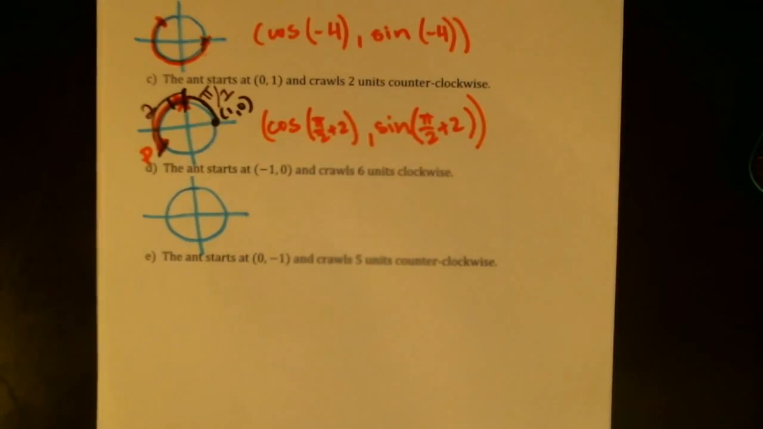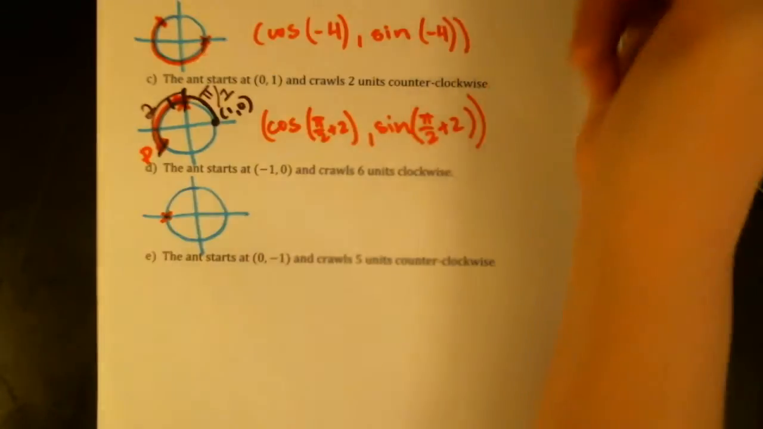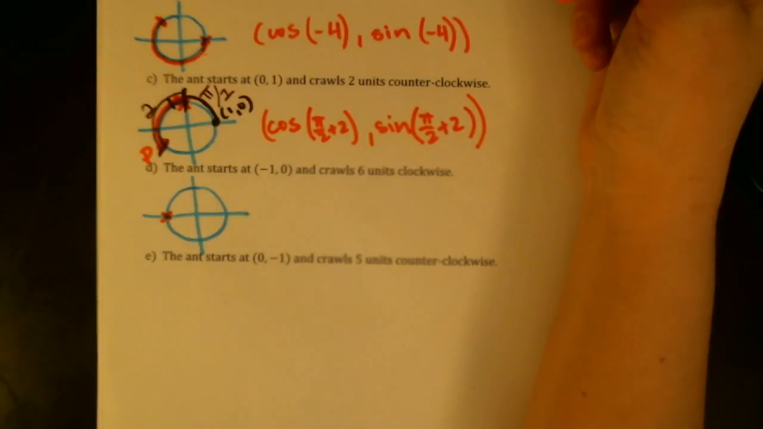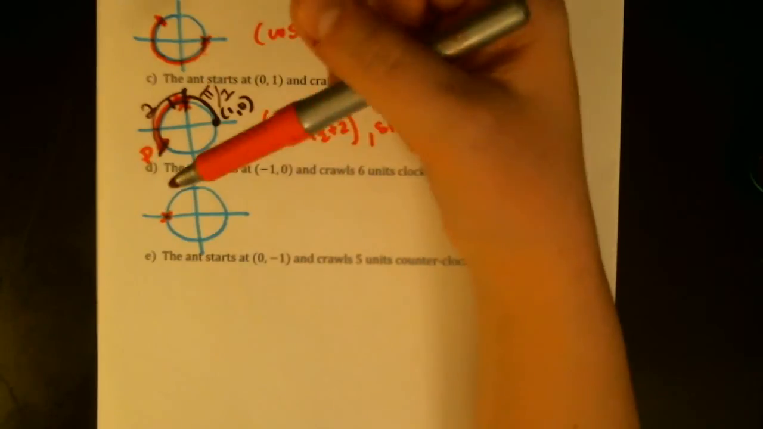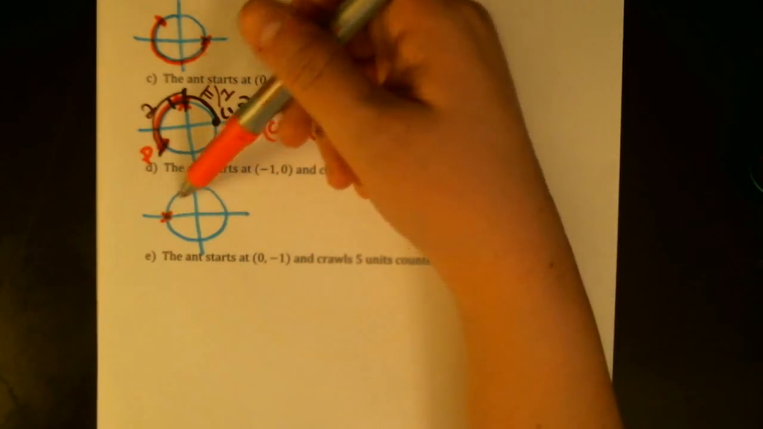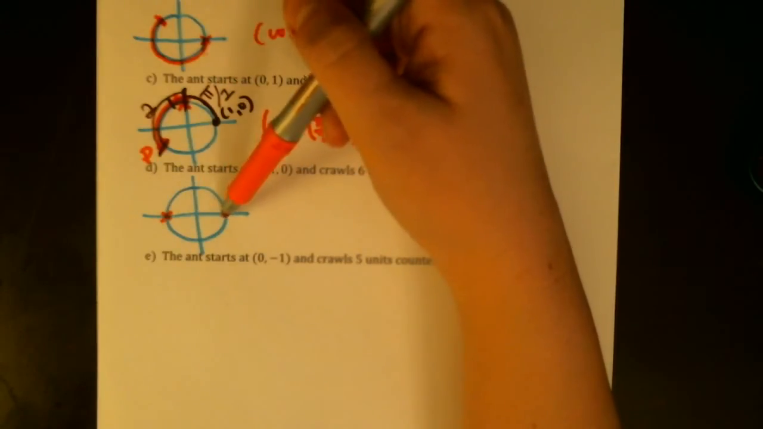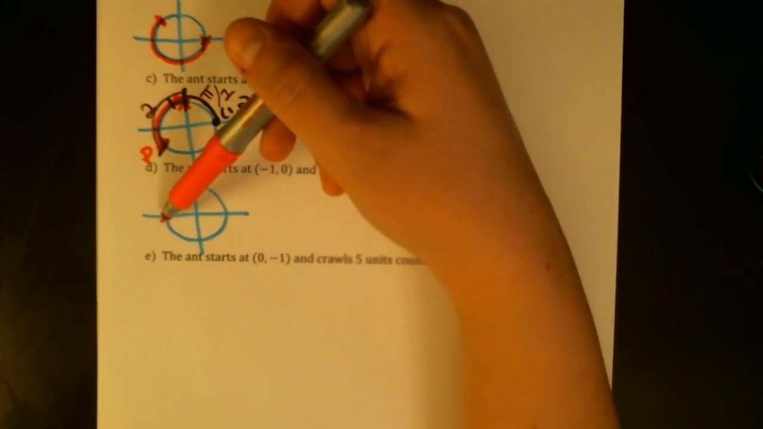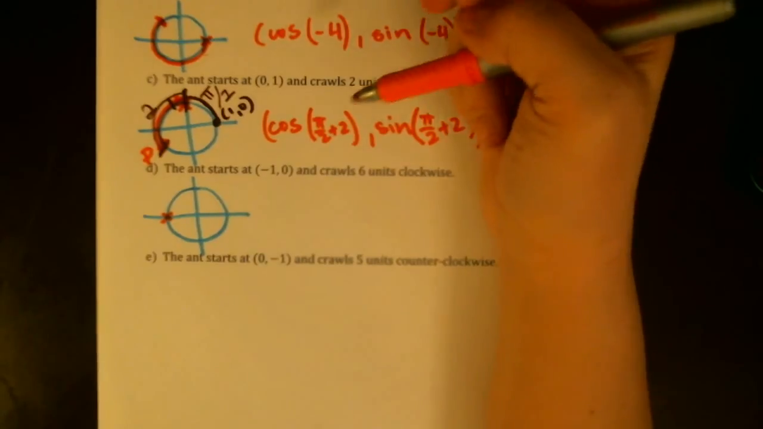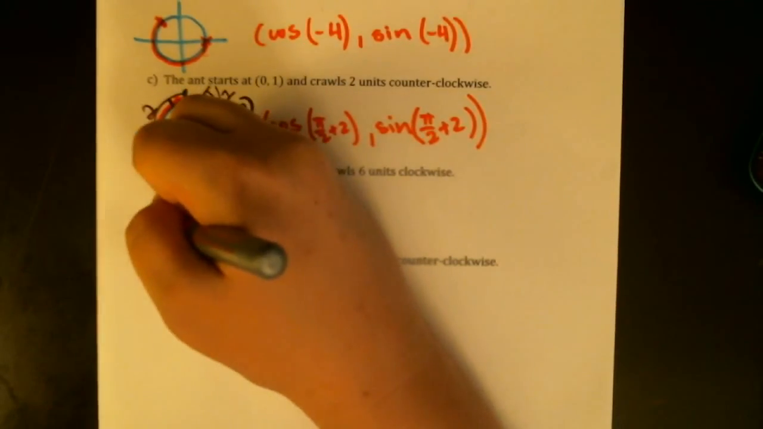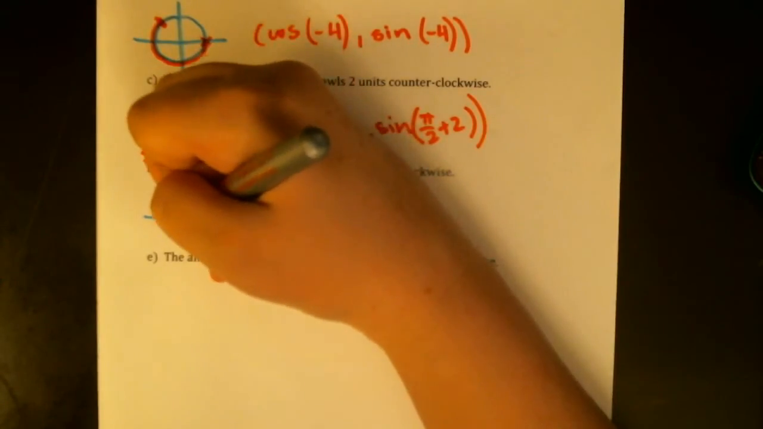So now we want the ant to start at negative 1, 0. So over here. And go 6 units clockwise. Okay, so clockwise is going to be backwards. So if we start here and we want to go 6 units, we know that halfway around is 3.14 units. And all the way around, approximately, right? Approximately 3.14. All the way around is approximately 6.28 units. So we have gone almost all the way around. Not quite, but almost. So this is what the ant's path looks like.